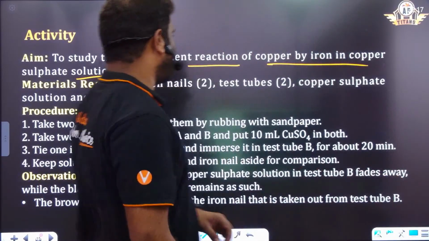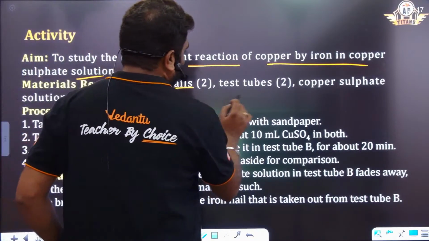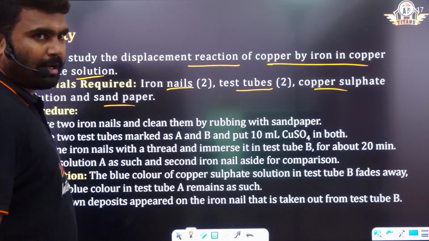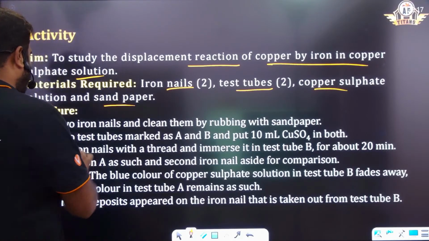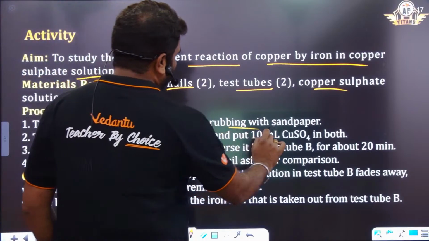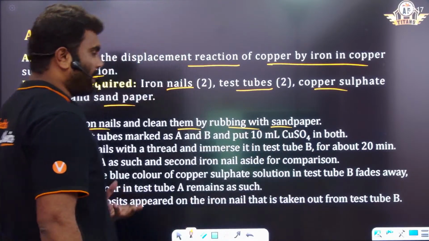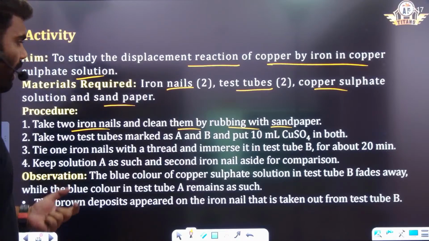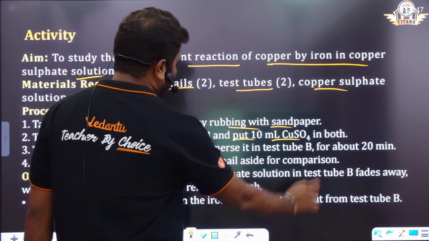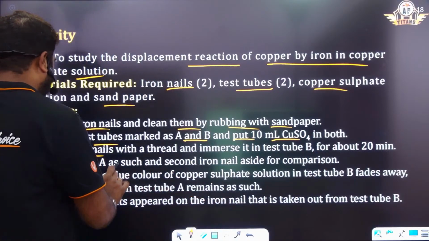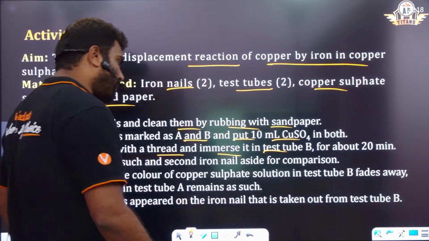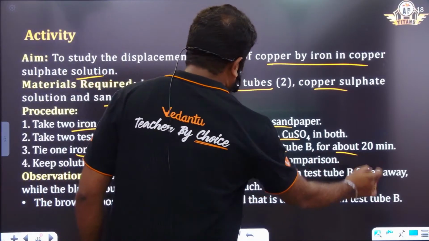Iron nail, test tube, copper sulfate solution and sandpaper. So take 2 iron nails and clean them by rubbing with sandpaper. So first we have to take 2 iron nails and rub them with sandpaper. Take 2 test tubes marked A and B, put 10 ml of copper sulfate in both, tie an iron nail with thread and immerse it in test tube B for 20 minutes.